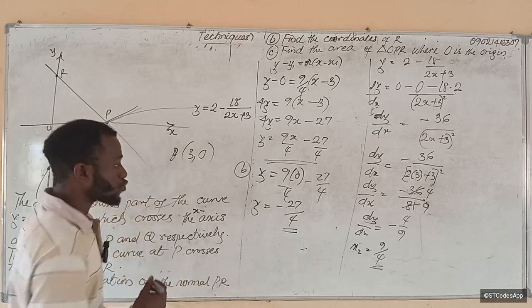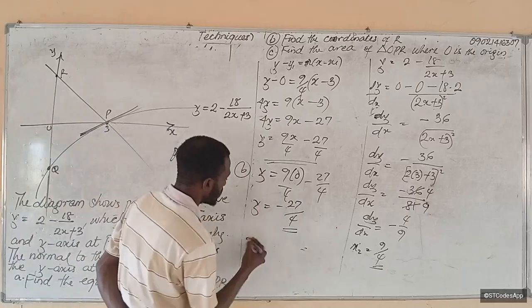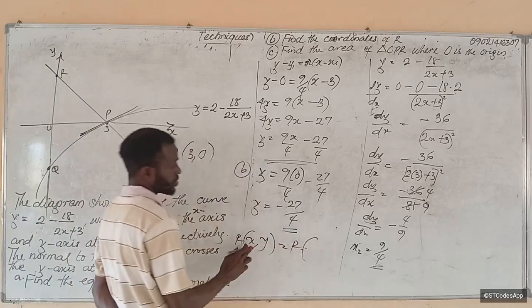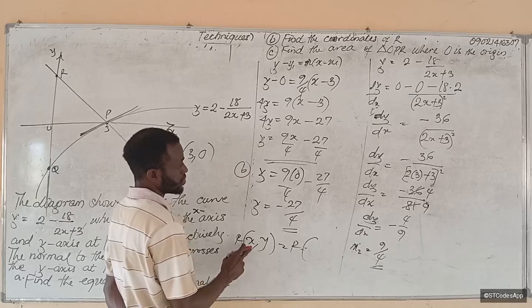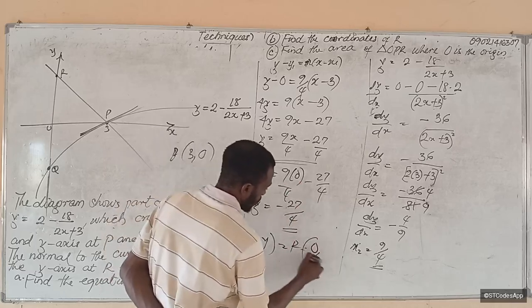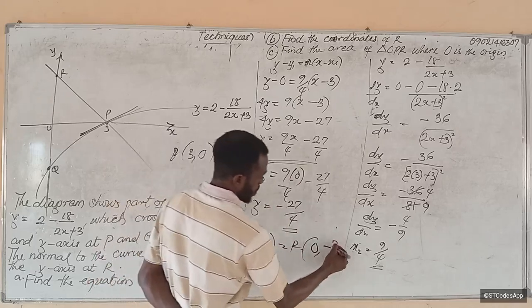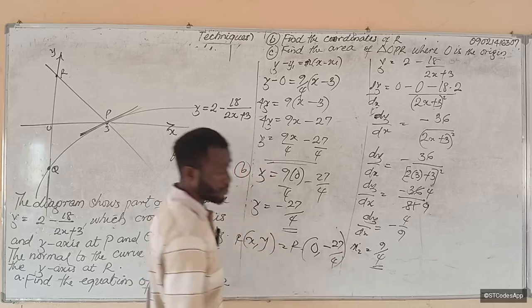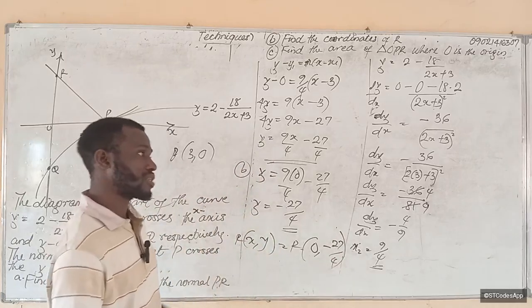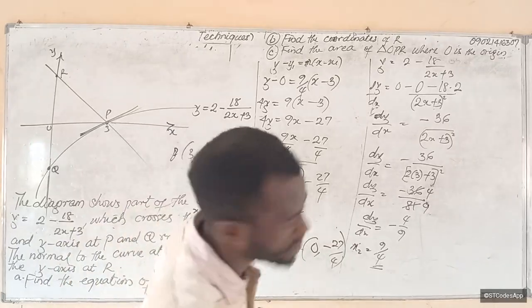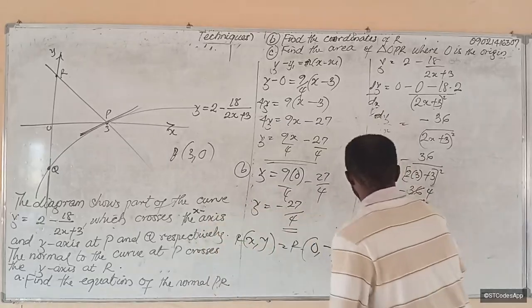So our coordinates for R will be x, in its case 0, comma, minus 27 over 4. Or you can put it in whole number form, that is 6 whole number 3 over 4, or 6.75.